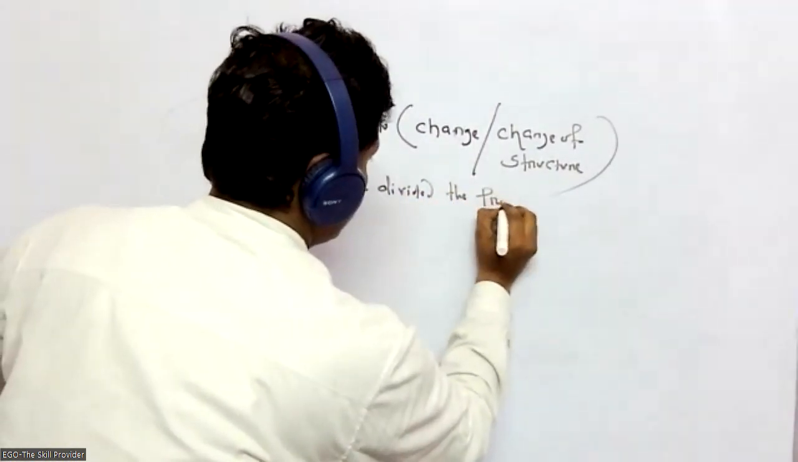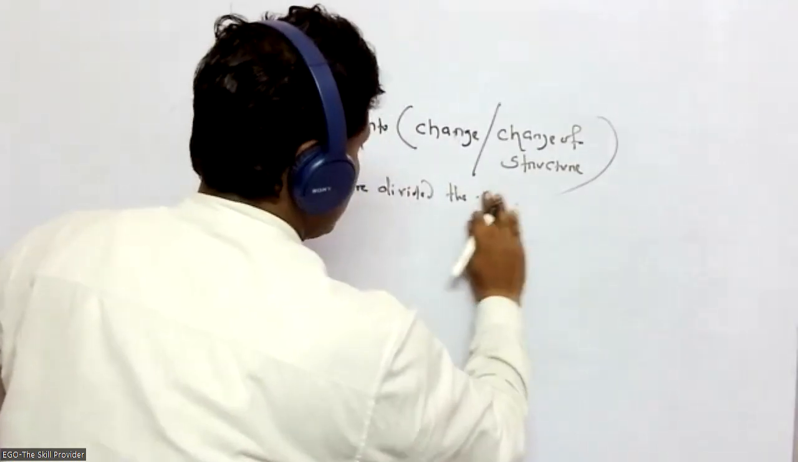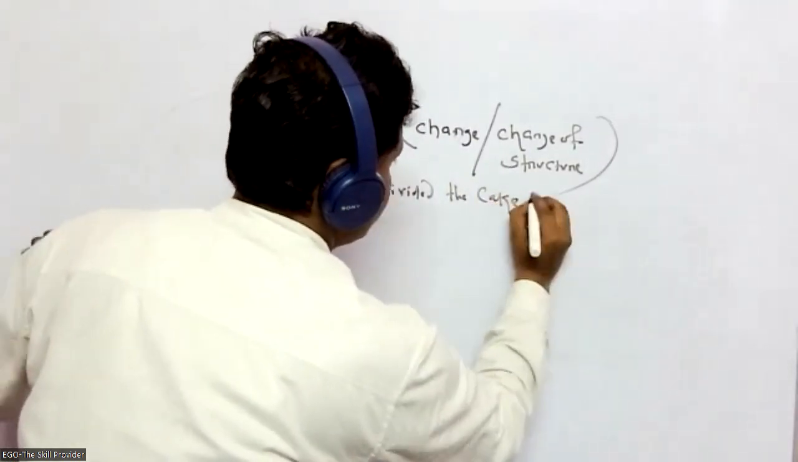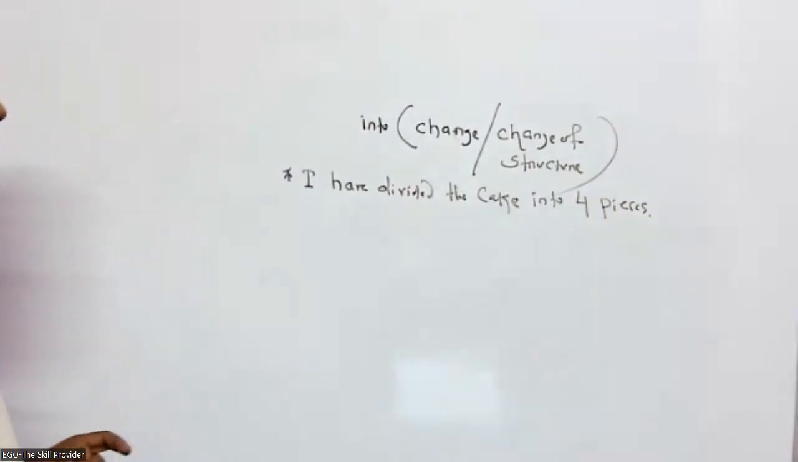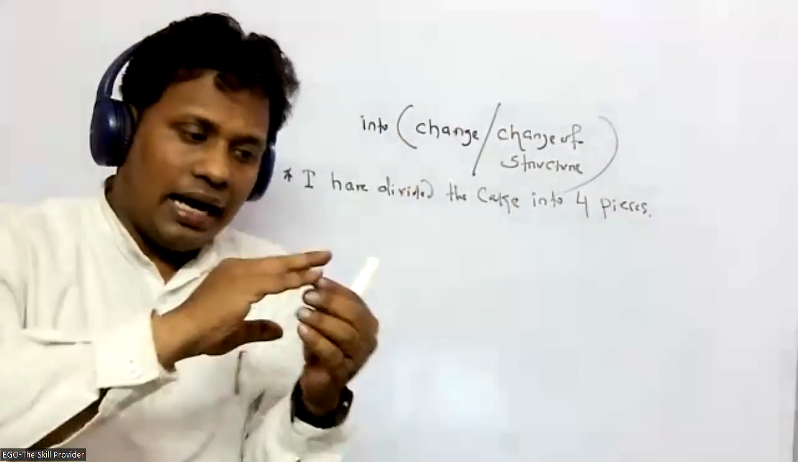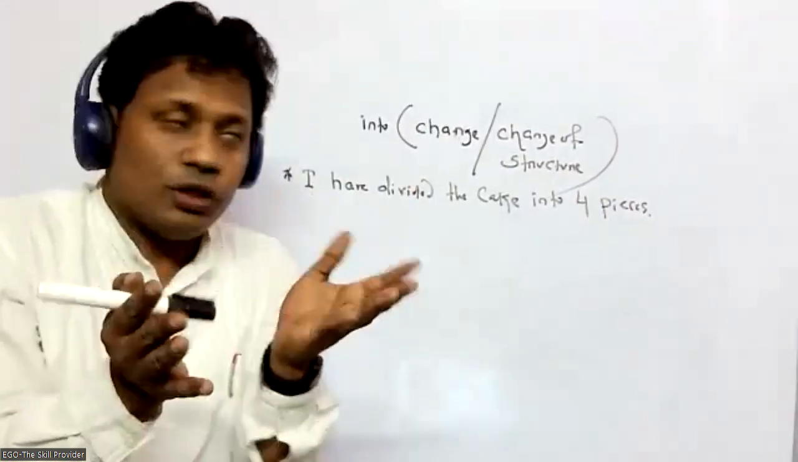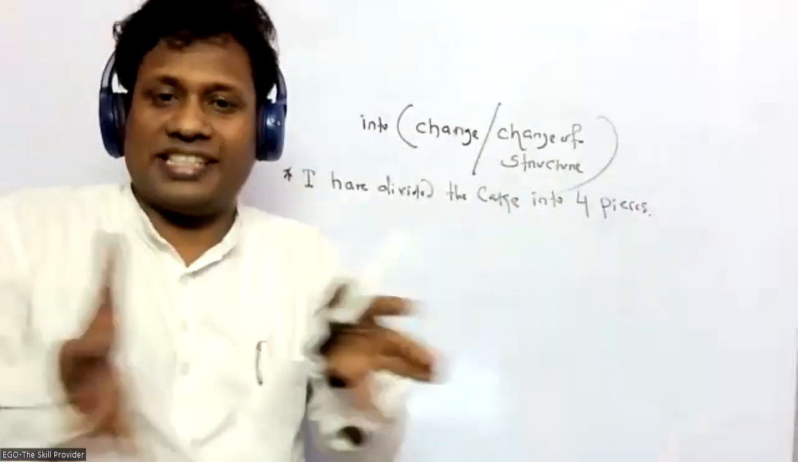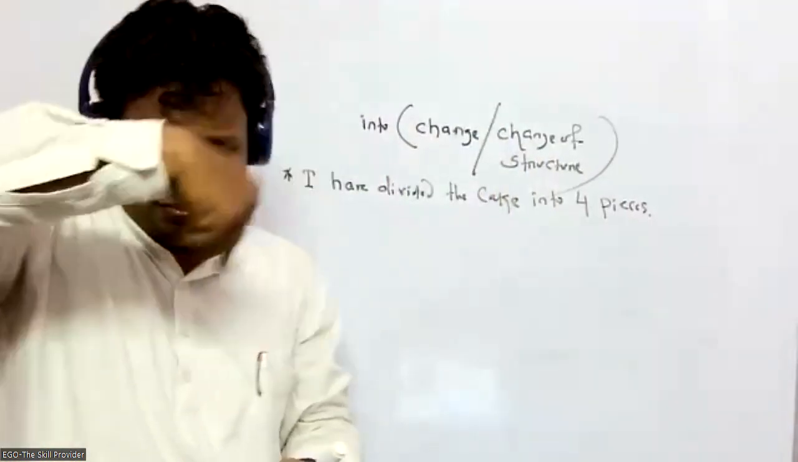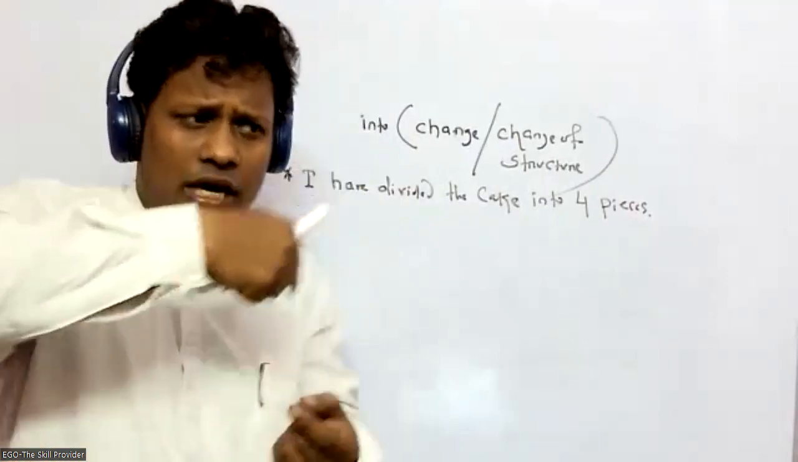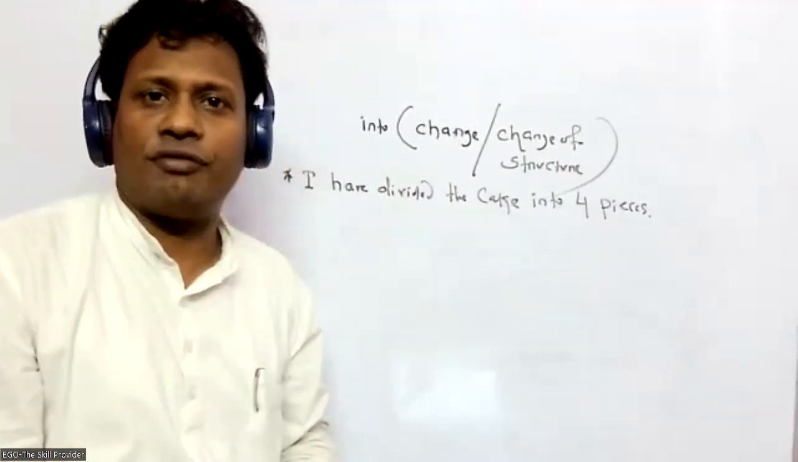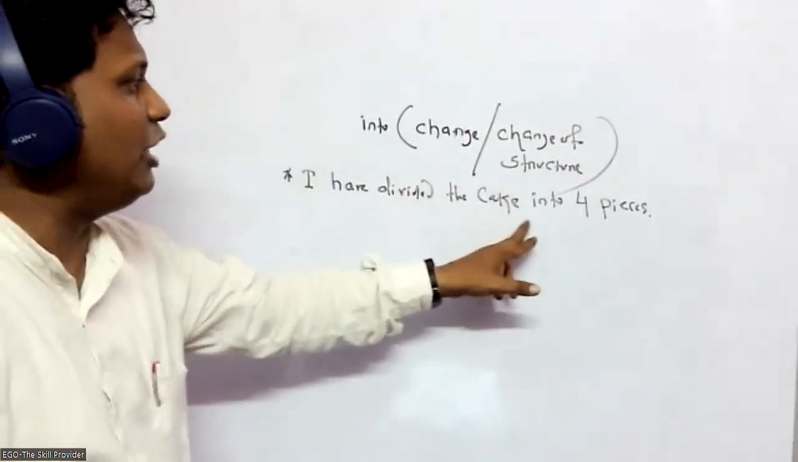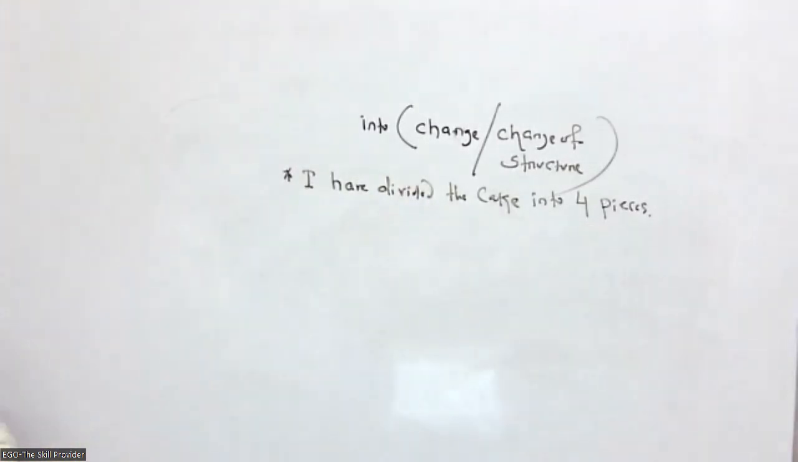I have divided the property, or you can say I have divided the cake, the same example, into 4 pieces. Check it out: here I have a big cake with me and I cut it, so a change of structure happens, a change of shape. You are trying to cut it into 4 different pieces. So I have divided the cake into 4 pieces. That's one thing.